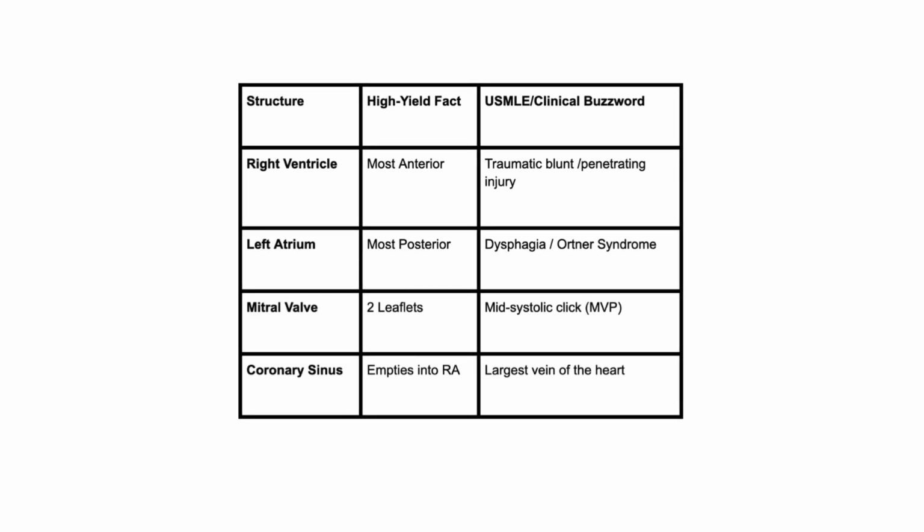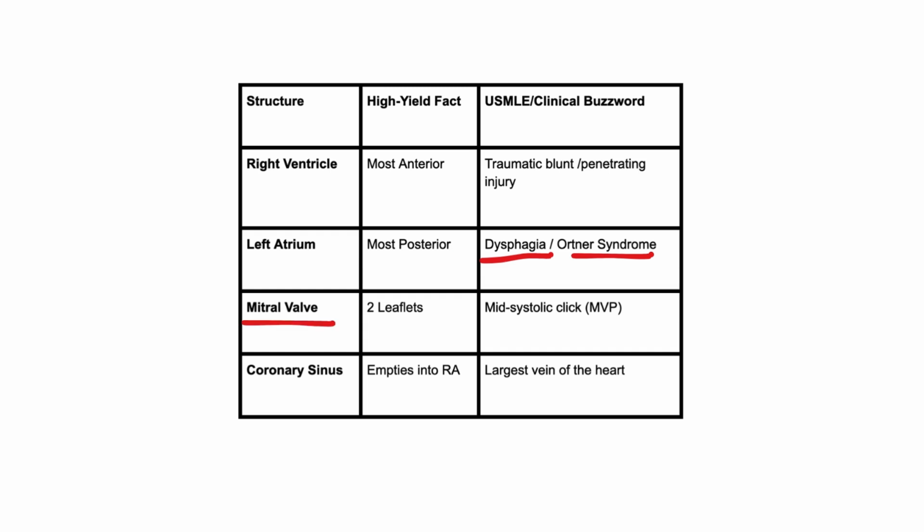So, guys, let's conclude with a rapid review of this high yield table. We have here the right ventricle is the most anterior portion of the heart, most commonly involved with traumatic, blunt or penetrating injury, such as a knife wound to the chest. The left atrium, which is the most posterior portion of the heart, typically enlarges and causes dysphagia and Ortner syndrome.